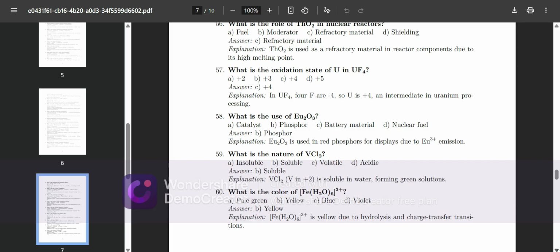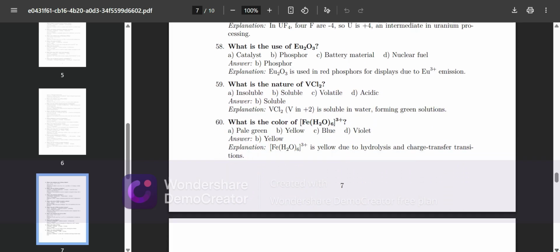What is the use of Eu2O3? Phosphor. Eu2O3 is used in red phosphors for displays due to Eu3+ emission. What is the nature of VCl3? Soluble. VCl3, with V in +3, is soluble in water, forming a green solution.